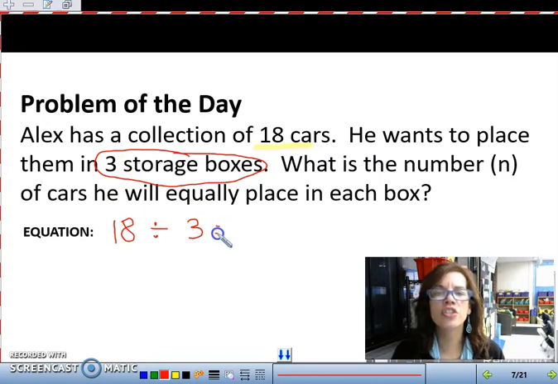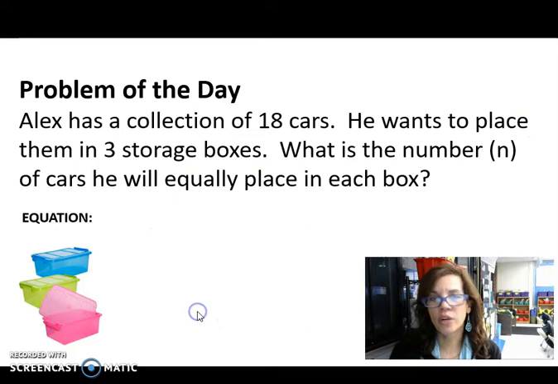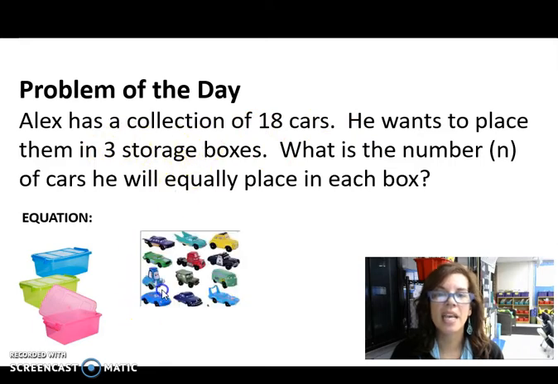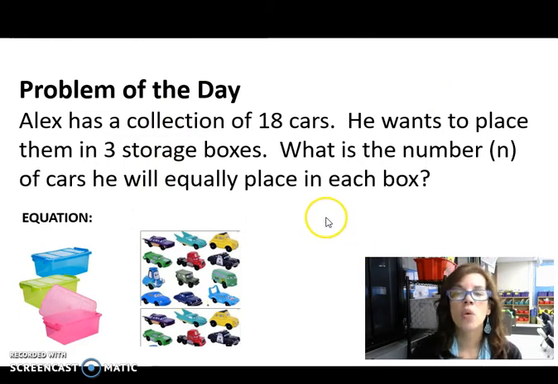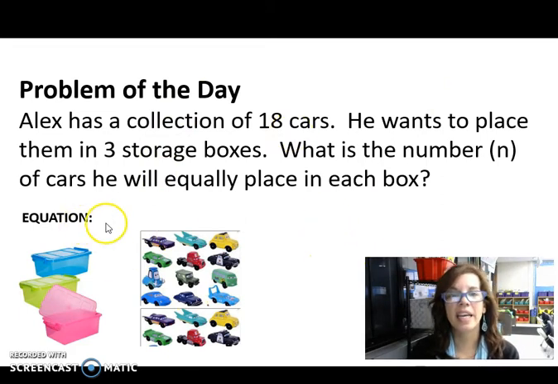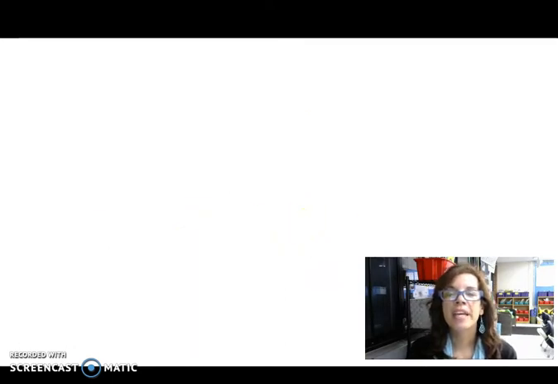Remember, in a division problem, we always start with the larger number. So that would be one way. And of course, we would have the 3 groups, the 3 boxes. Here they are, 3 boxes. And then you would have your large collection of cars. So here is another situation where we had to think of writing an equation that best can go with our division situation. Here's another one.